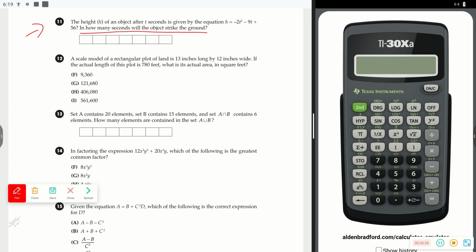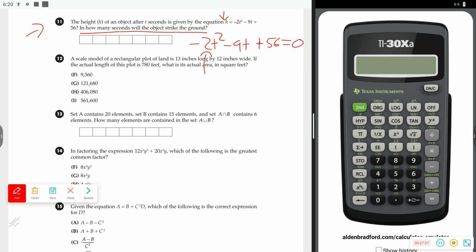So the first thing we have to think about whenever we see this problem is, what is the height of the ground? Because that's what h is when the object hits the ground. So the height of the ground is 0. So the actual equation we're going to use is negative 2t squared minus 9t plus 56 equals 0. So if we look at that equation, we know that that's a quadratic equation. So there's going to be 2 different ways we can solve this. We can solve this using the AC method because our a value is greater than 1, or just like any quadratic function you have, you can solve it with the quadratic formula.